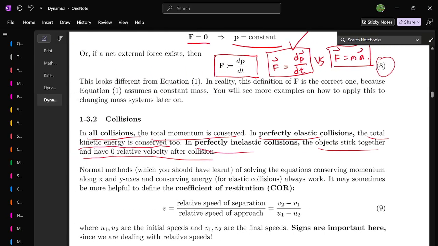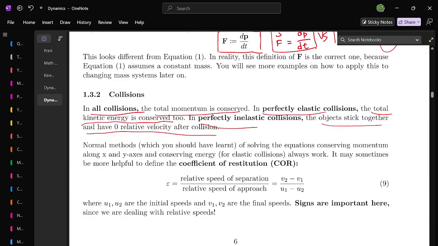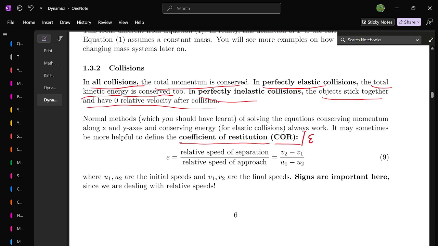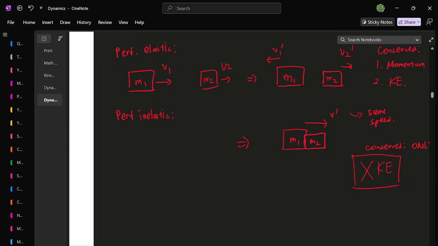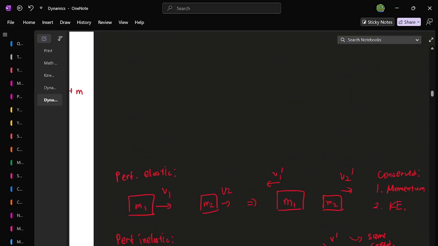Okay, so we also tend to define this thing called the coefficient of restitution, or we just call it the COR, or epsilon. This is a ratio that relates the relative speed of separation and the relative speed of approach. In this case, I can use the perfectly elastic one as an example.